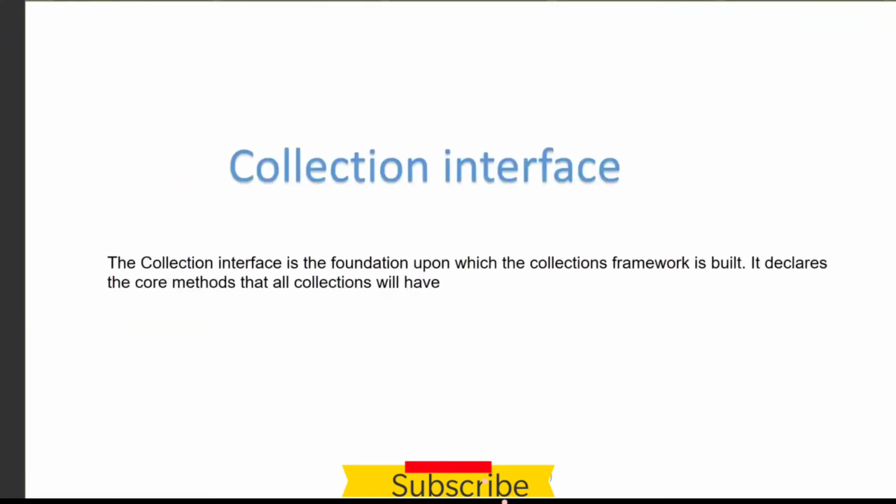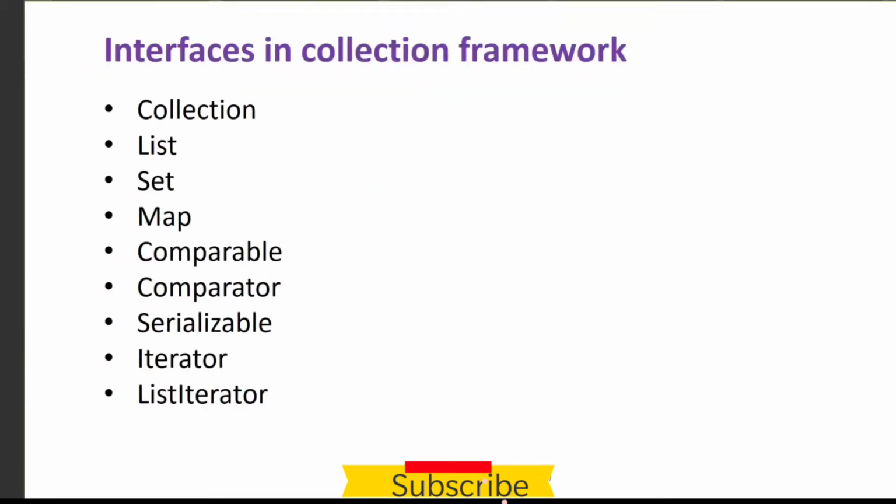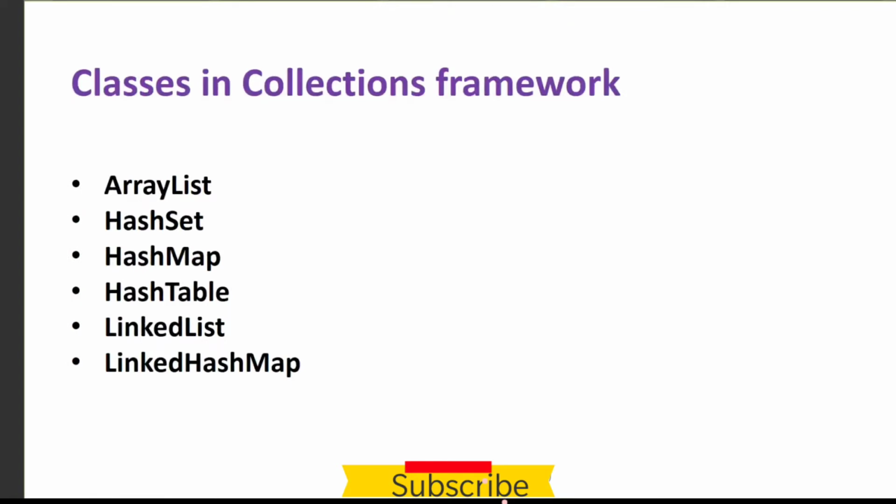So collection, as I told you, is itself an interface. It is a root interface on which the collection framework is built. It has some core methods. As it is an interface and it is implemented by each and every other collection, like list, set, map, comparable, comparator, serializable, iterator.